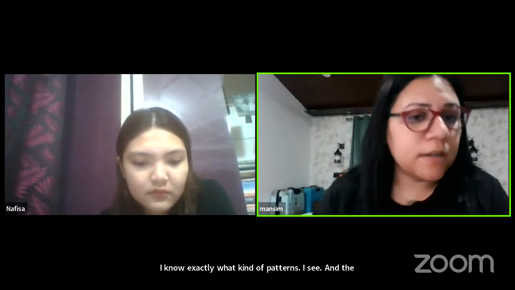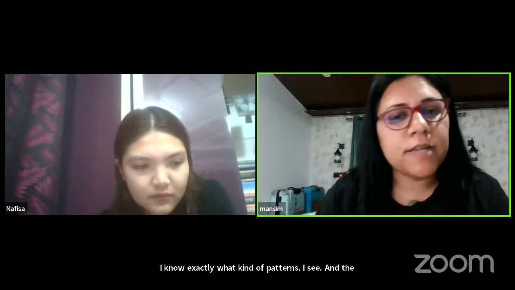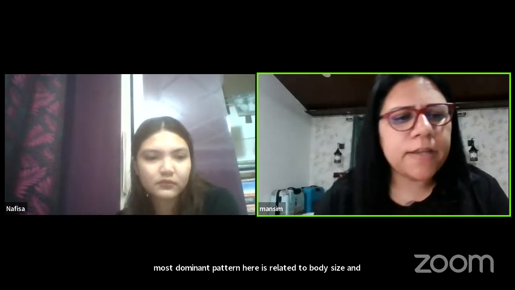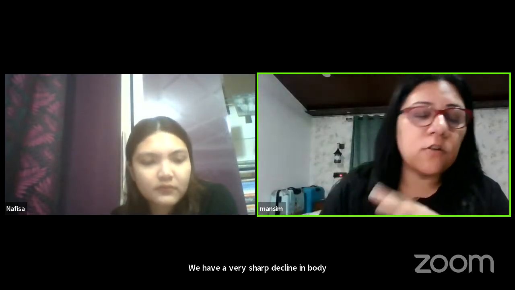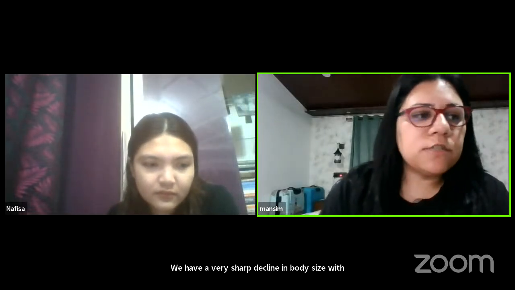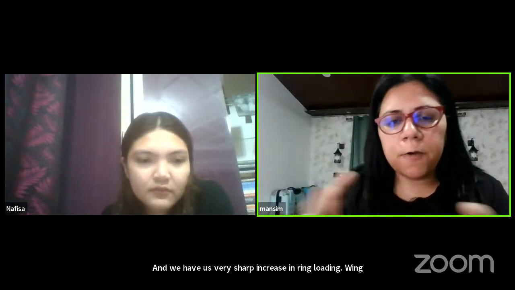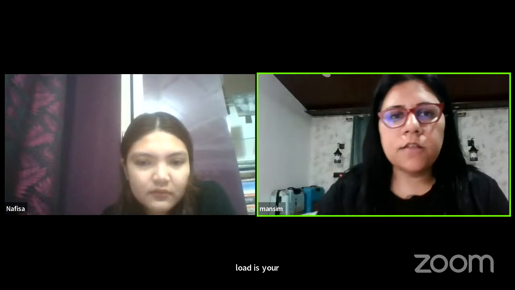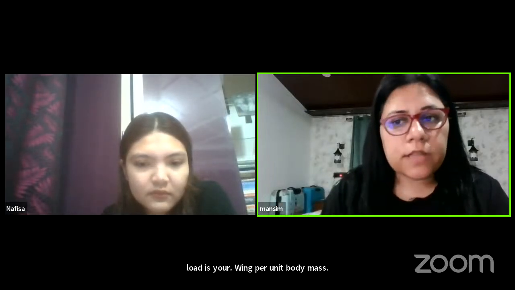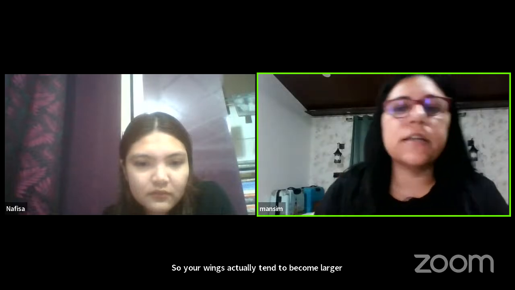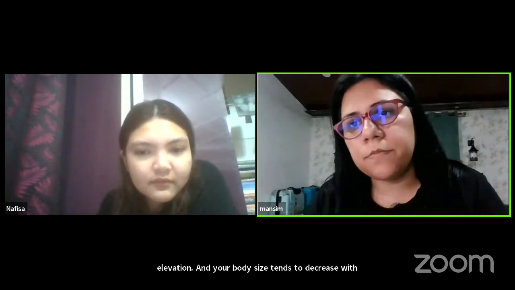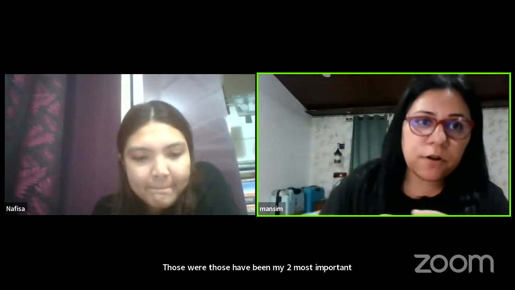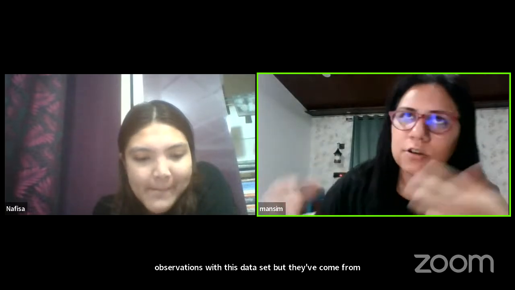The most dominant pattern here is related to body size and wing loading. We have a very sharp decline in body size with elevation, and we've published a paper on that, which was actually contrary to our expectation. And we have a very sharp increase in wing loading. Wing loading is your wing per unit body mass. So your wings tend to become larger with elevation, and your body size tends to decrease with elevation. Those have been my two most important observations with this data set, but they've come from analysis, not really from when I was in the field.